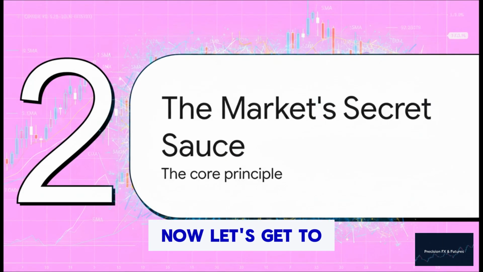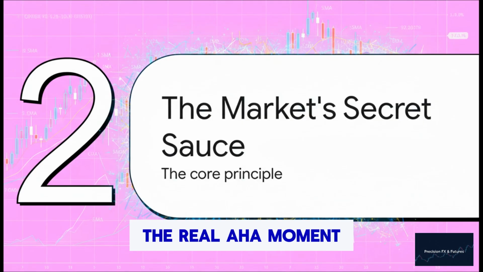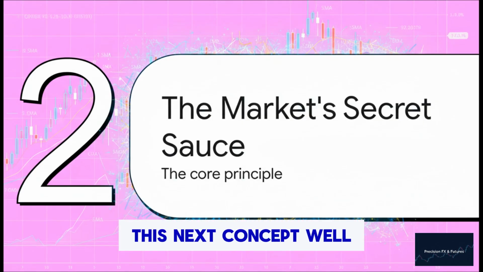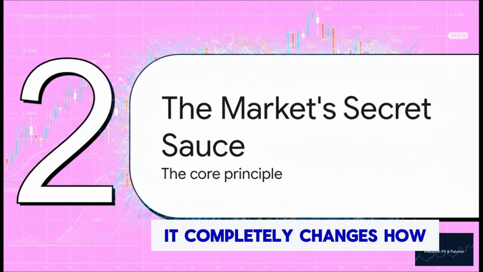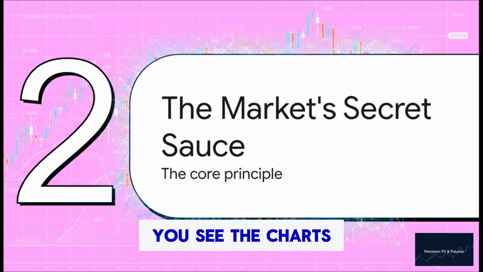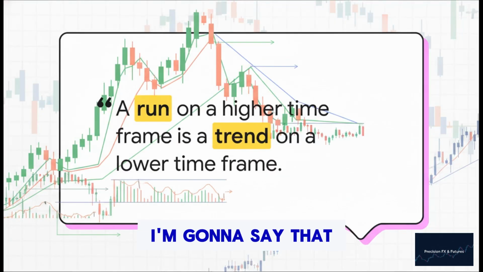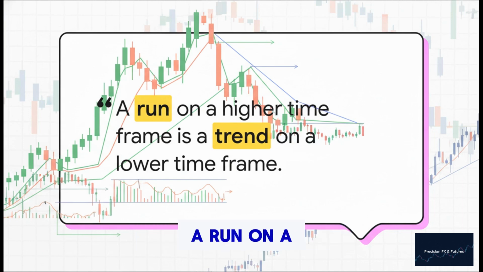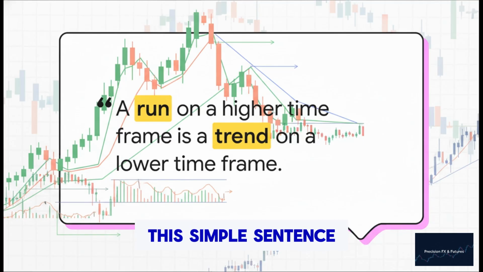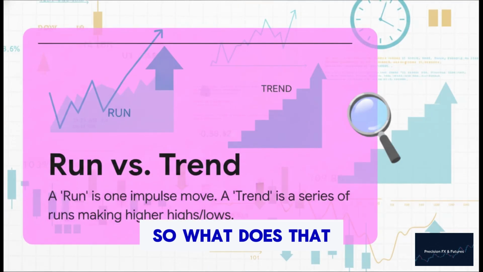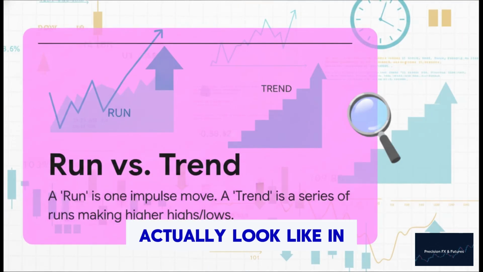Okay, now let's get to the real aha moment of this whole analysis. This next concept, well, once you really get it, it completely changes how you see the charts forever. I'm gonna say that one more time because it is that important. A run on a higher time frame is a trend on a lower time frame. This simple sentence is the fractal nature of the market summed up perfectly. This is the key.